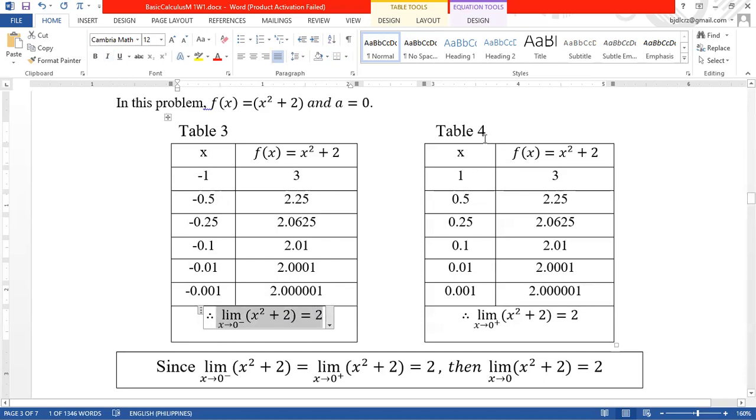Again, next is table 4, as x approaches 0 from the right. So, it is approaching 0, but it is not exactly 0. 1, 0.5, and so on. It is never exactly 0. Do not make it exactly 0.